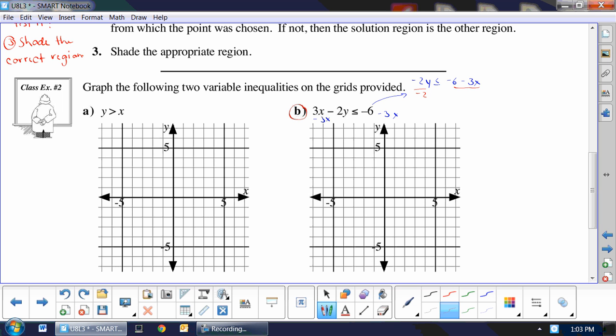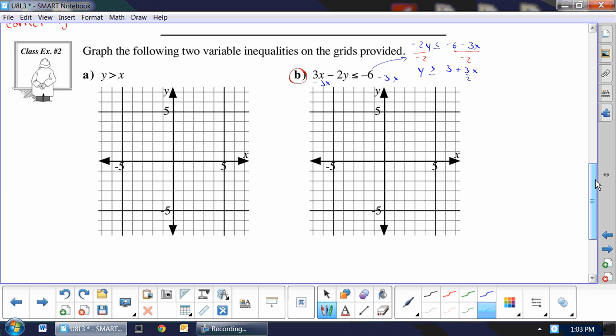So what does that mean for everything else? And what else? Awesome. So our sign's going to flip. We're going to get 3 and 3 over 2x. Okay, so y is greater than or equal to 3 plus 3 over 2x.